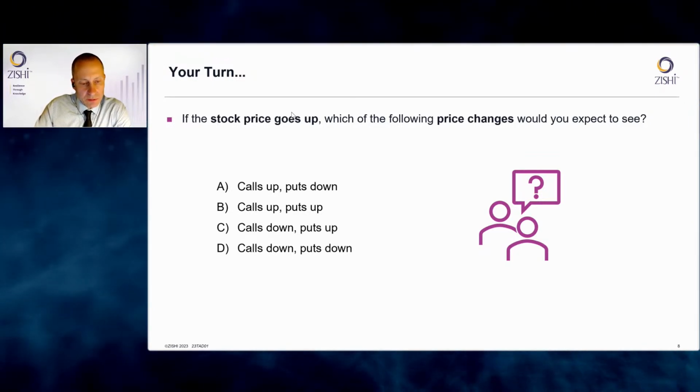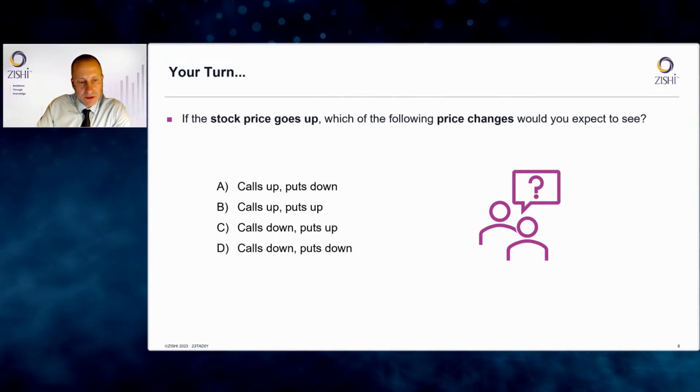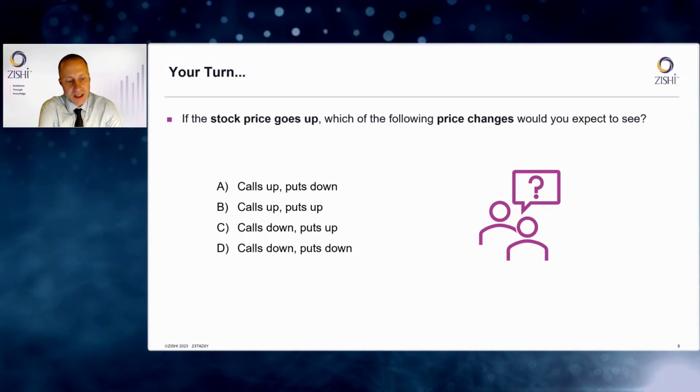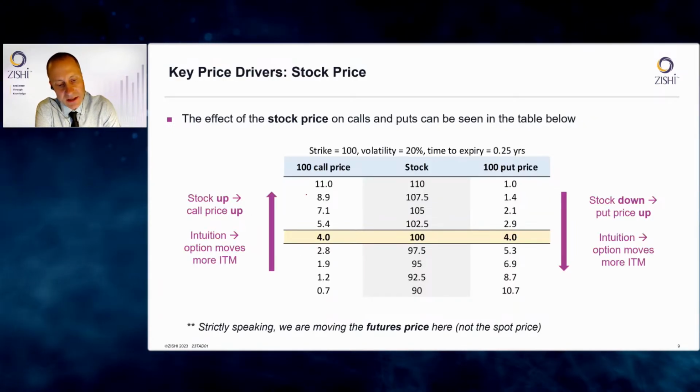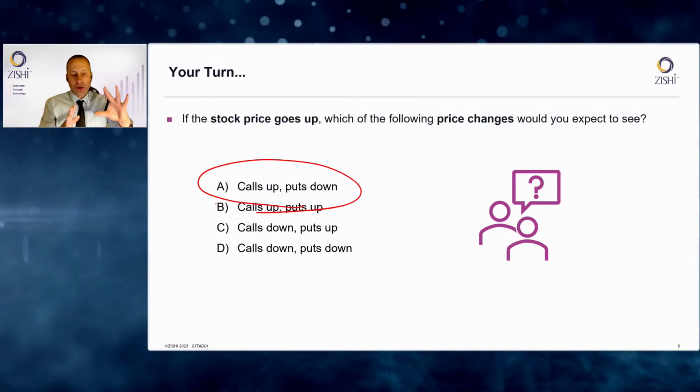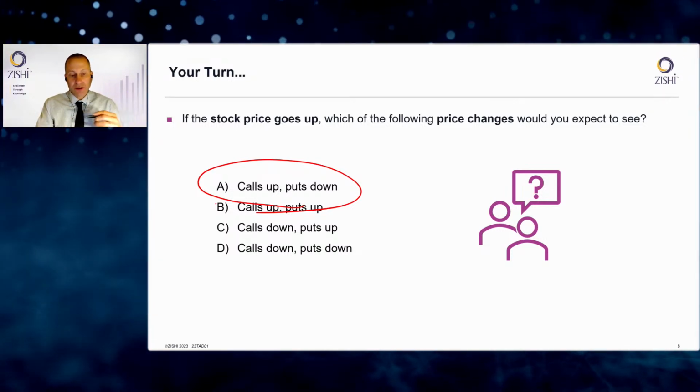Okay, just going back to the question on the screen though, most of the answers that are coming on the Zoom chat look correct to me. So the correct answer here is A. Apologies, my pen just changed the screen instead of circling. Okay, the call prices should go up, the put prices should go down.